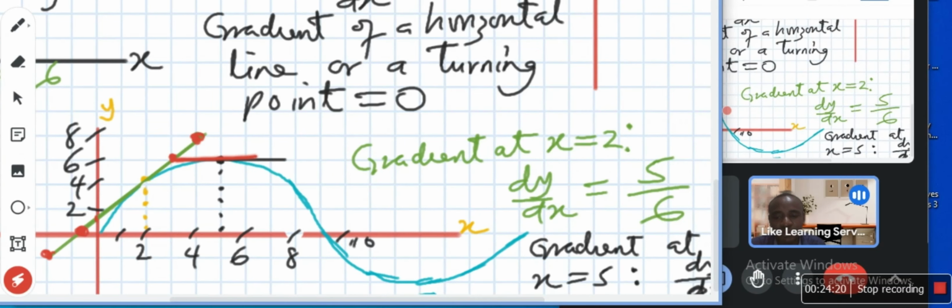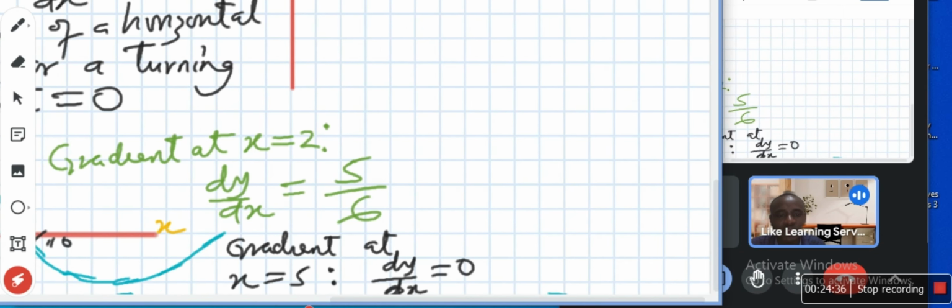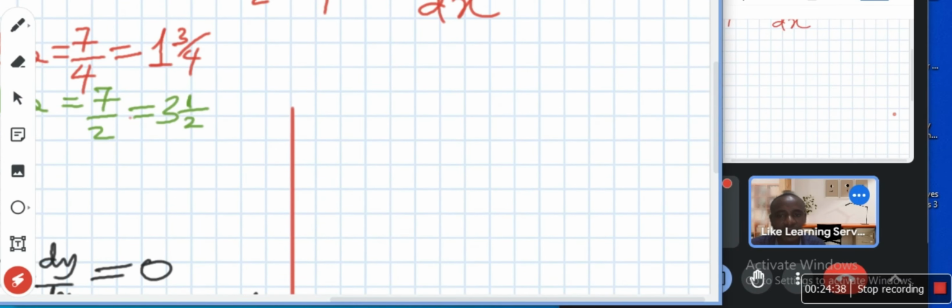Sometimes the turning point could be a peak, what we call maxima. Some other time the turning point could be a valley, what you call minima. Maxima for the peak, minima for the base or the valley. How do we know whether a turning point is a peak or a valley? Like a crest or a trough, if it was physics.